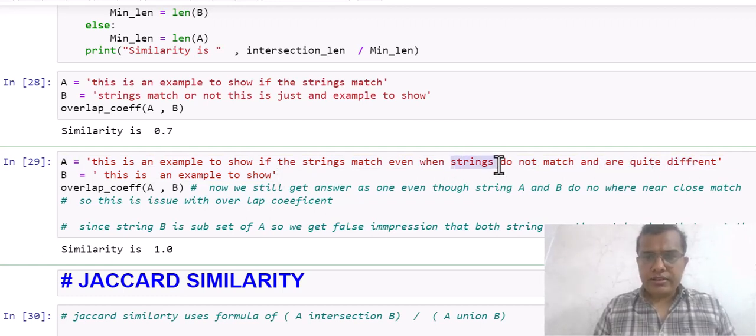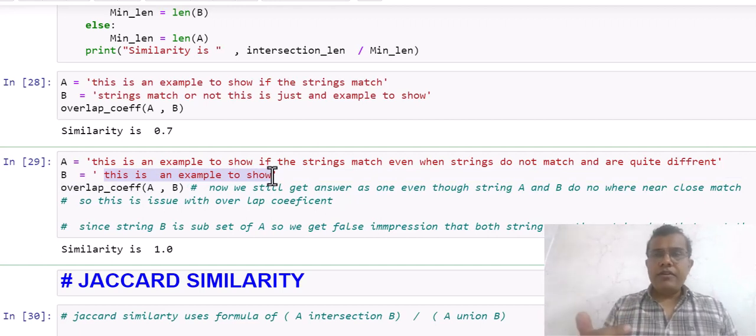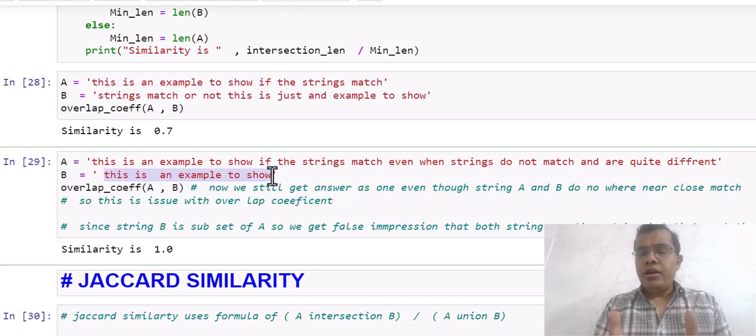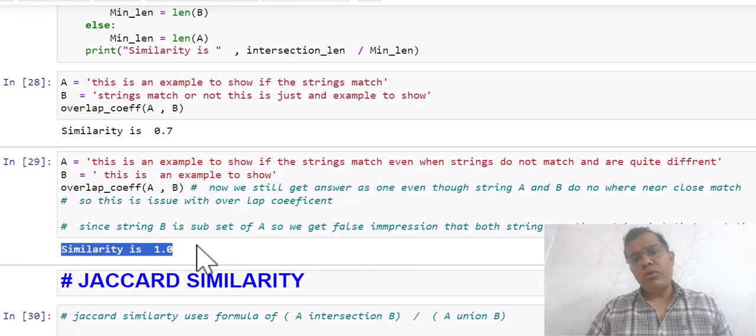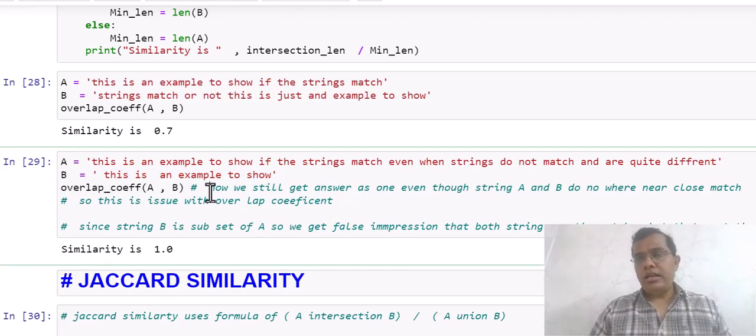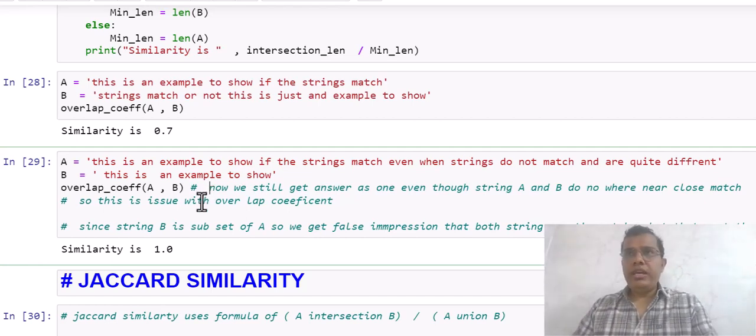The word strings is also not present in B. But if you notice, all the words present in B are present in A. So in a way, B is a subset of A, and that is where the drawback is. So now when I find the similarity, I get the answer as 1, even though they are not an exact match, but you will still get the answer as 1 because one string is a subset of the other string.